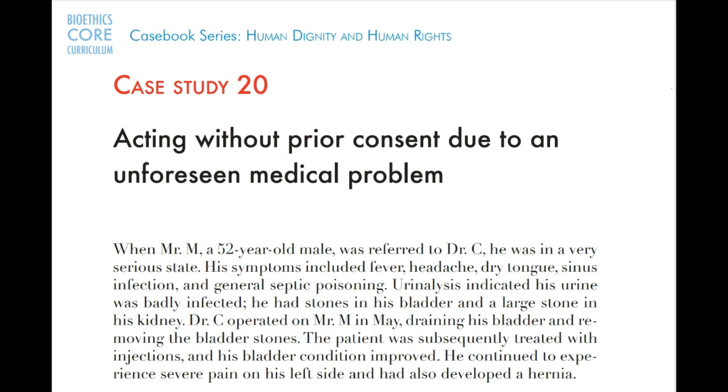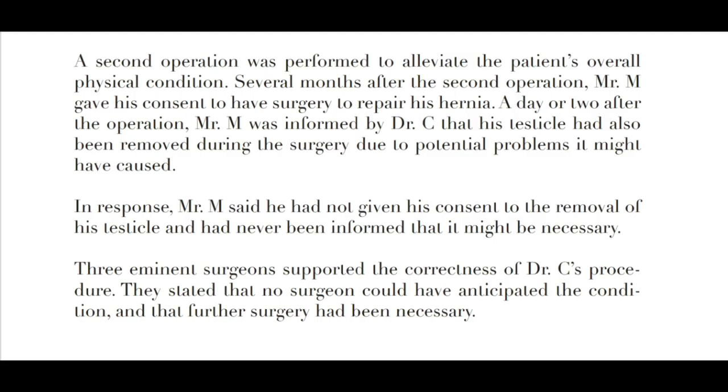He continued to experience severe pain on his left side and had also developed a hernia. A second operation was performed to alleviate the patient's overall physical condition. Several months after the second operation, Mr. M gave his consent to have surgery to repair his hernia. A day or two after the operation, Mr. M was informed by Dr. C that his testicle had also been removed during the surgery due to potential problems it might have caused. In response, Mr. M said he had not given his consent to the removal of his testicle and had never been informed that it might be necessary.